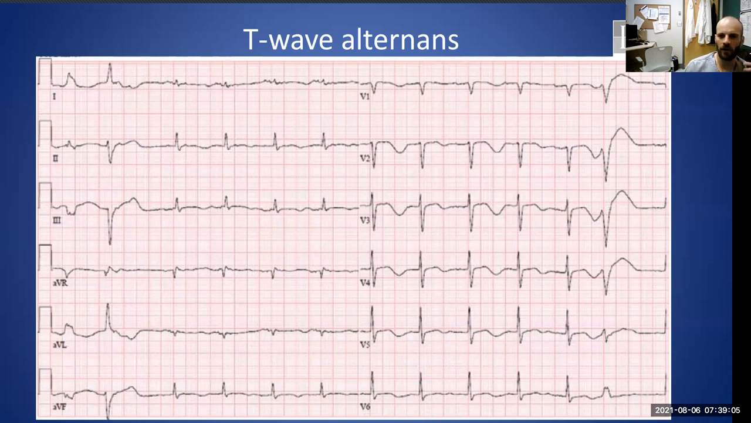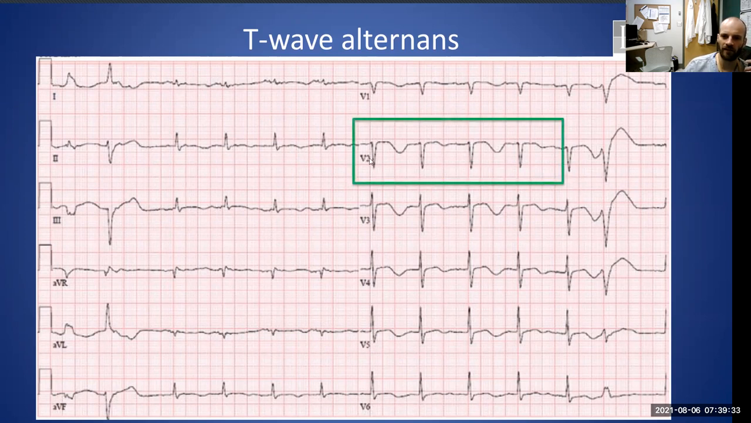Now, as with a lot of these things, you can also get associated features. One of the things that's built into the diagnostic scoring system is this phenomenon called T-wave alternans. If you look carefully at the ECG here, you can see that the T waves in these chest leads are varying on a beat by beat basis. If we highlight V2 here, you can see that on every odd beat, the T waves are down, but on every even beat, the T waves are flat. You get this inverted, flat, inverted, flat, inverted, flat, repeating pattern.